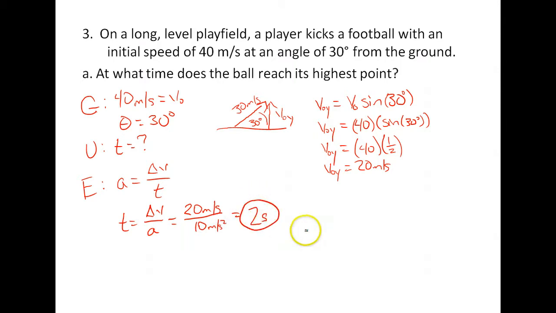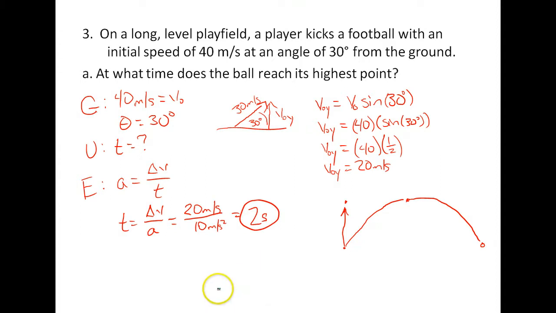So we know it's going to take 2 seconds for the ball to go from here to its highest point up here, if it were thrown straight up in the air. Or it could even be launched at that angle of 30 degrees and come back down. It's still going to take the same amount of time to come up to the very top, which is 2 seconds. So it takes 2 seconds to get up to the top of its projection.